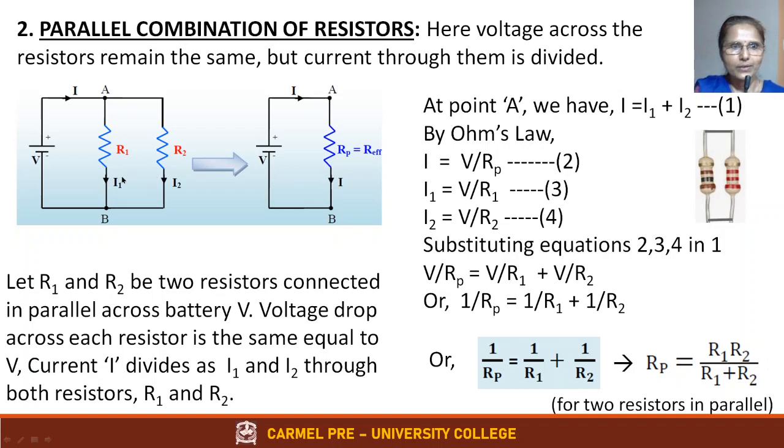So what is the equation for I1 according to Ohm's law? I1 is equal to V divided by R1. That is our third equation. Similarly, I2 is equal to V divided by R2. That is our fourth equation.